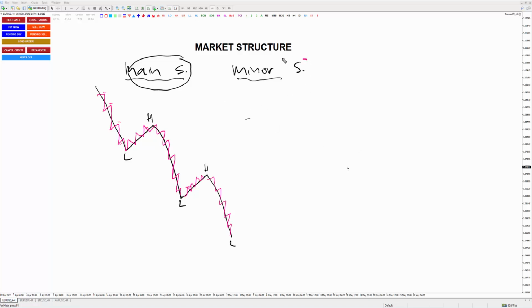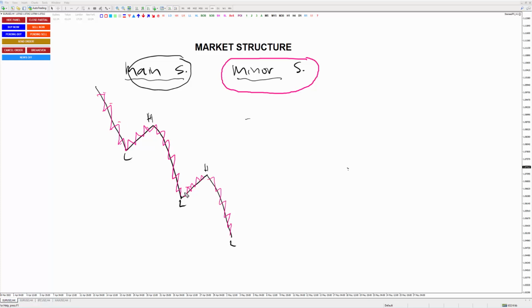Okay, here you go. Now we are going to focus on the minor structure. How to trade the minor structure? If you already drew your main structure, and you understand the big movement, let's consider the main structure as the big movement and the minor structure as the small movement.